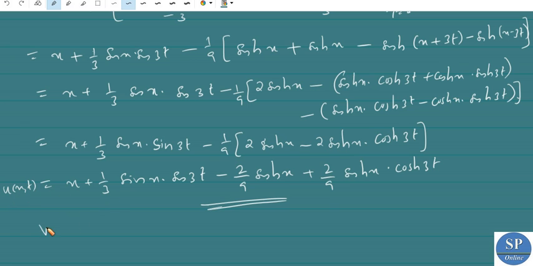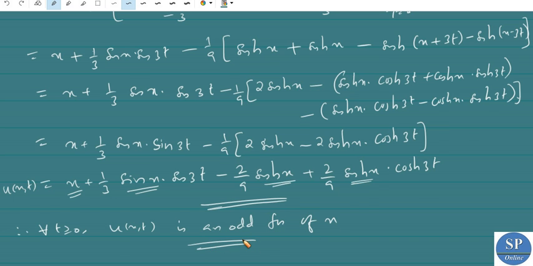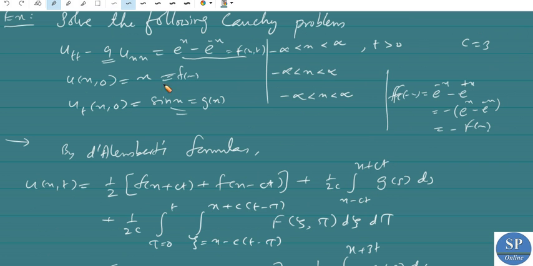So for all t greater than or equal to 0, we have that u of x is an odd function in x, because x is an odd function, sin x is an odd function, sin hx is an odd function, and this sin hx cos h 3t term is also odd. So u of x, t is an odd function of x. That is because our data f of x, sin x, and this f are odd functions.